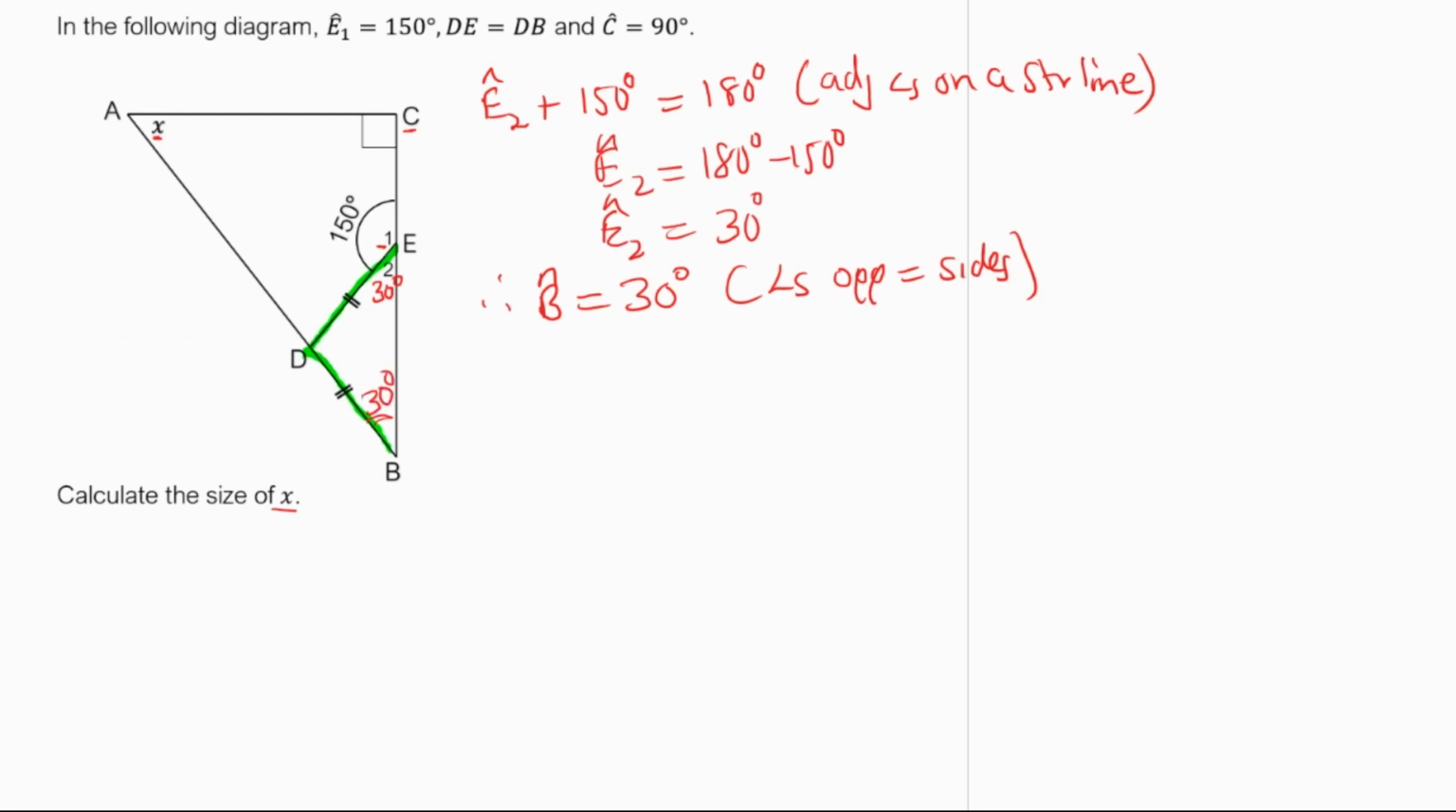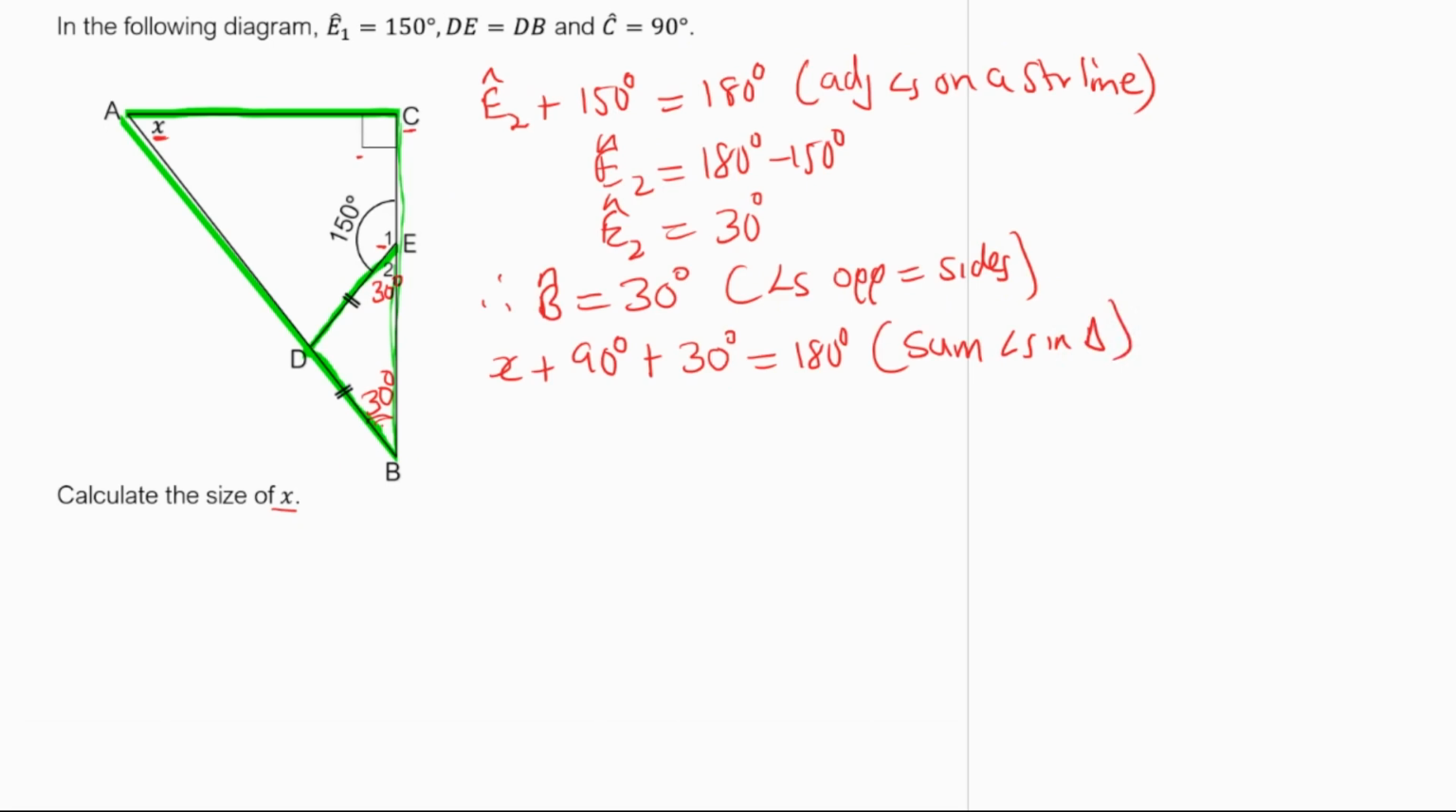So now using our big triangle ABC, we can find what? We can find X. So we're saying here X plus this 90 degrees plus 30 degrees from B is equal to 180 degrees, since this is the sum of angles in a triangle.